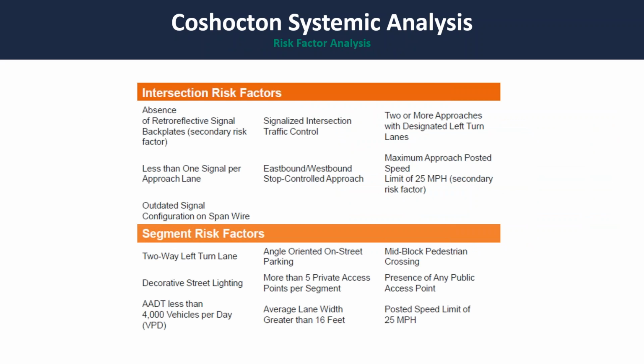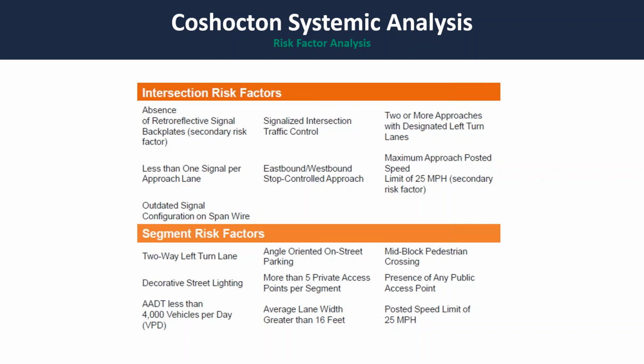So scoring each road segment in Coshocton with this analysis, we had to come up with some risk factors to assign to all the different segments and intersections. So these listed are some of the ones. Whether or not the intersection was signalized was a huge thing in Coshocton.